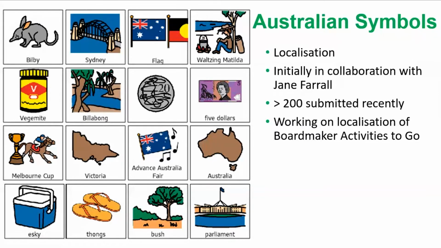etc. And just recently, because we are working on a new version of Boardmaker, some of you will have heard of Boardmaker 7 that should be released by the end of the year. I've submitted over 200 suggestions for symbols that will be more Australian. And I'm working on localization of Boardmaker activities to go, which again make them more relevant to Australia's needs.